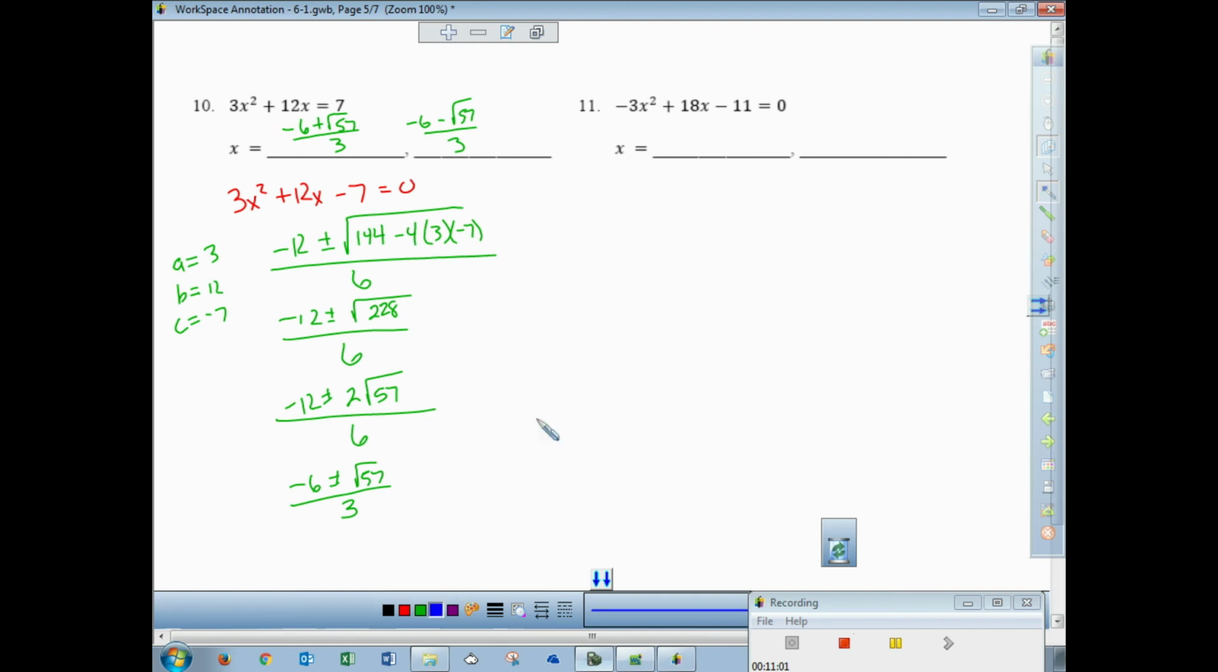Fabulous. You try 11. See what you would do. Would you complete the square or would you do the quadratic formula? And then I'll do it together with you. Remember, there was something weird about this one also. So this one, A is not 1, and I can't divide everybody by negative 3, so it's the quadratic formula. So A is negative 3, B is 18, and C is negative 11. Opposite of B, plus or minus the square root of B squared.